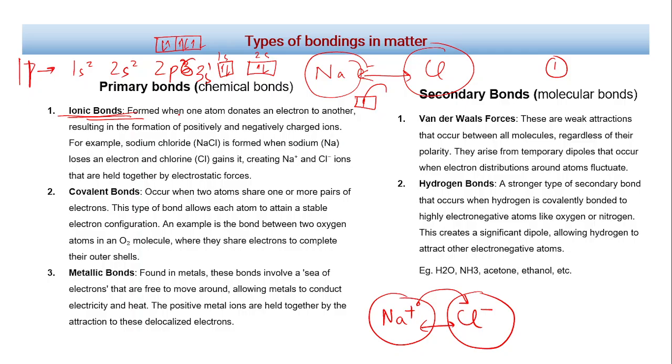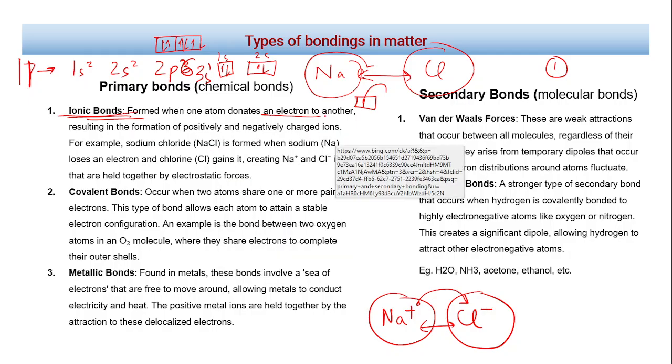This is formed when one atom donates an electron to another, resulting in the formation of positively and negatively charged ions. An example is NaCl. But why will it give an electron? I mean, why should it give? There should be some reason, right?